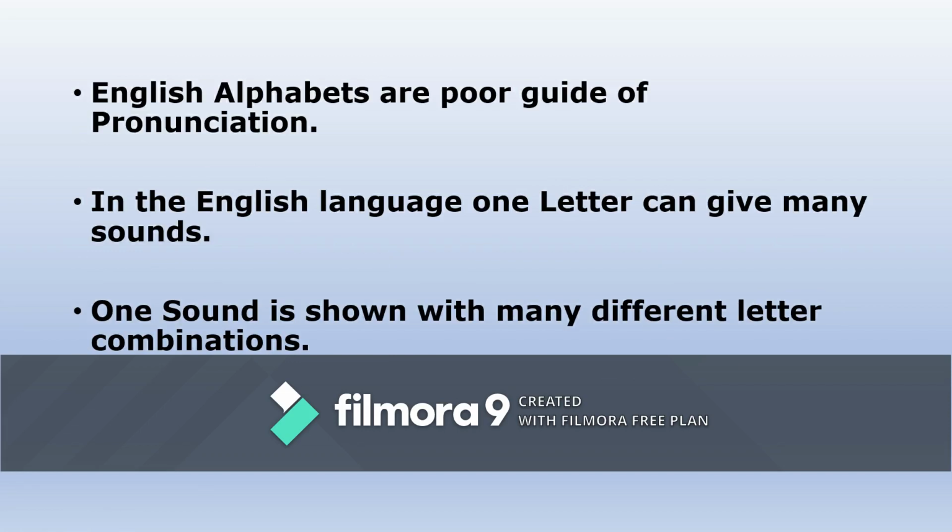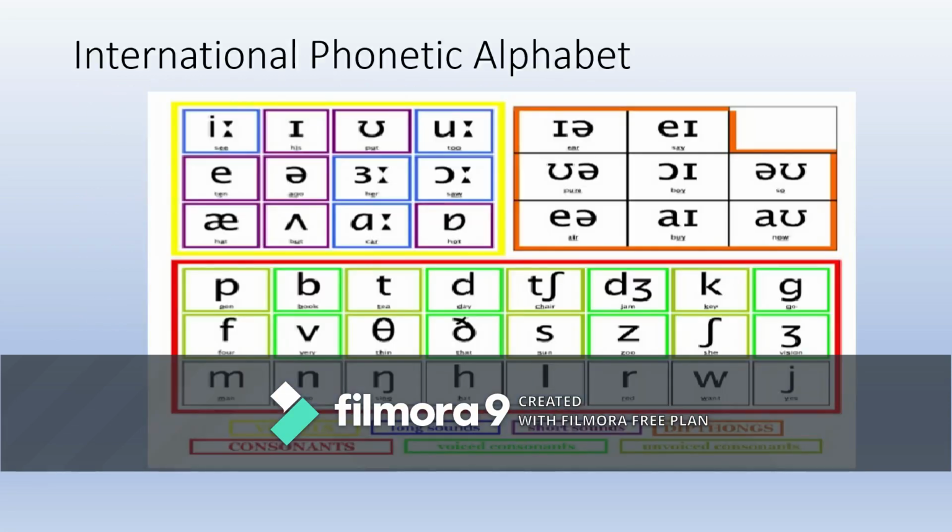This is the reason why the International Phonetic Alphabet was invented, in order to have a system in which there was a one-to-one correspondence between each sound in a language and each phonetic symbol. Someone who knows the IPA, the International Phonetic Alphabet, knows how to pronounce any word in any language.